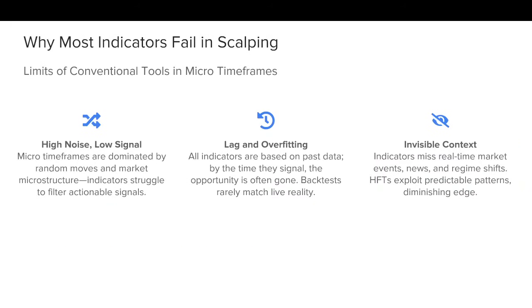What are the limits of conventional tools in micro time frames? That is when we are scalping. Number one, this is high noise and low signal. Micro time frames are dominated by random moves and market microstructure. Indicators struggle to filter actionable signals. Second point, and this is the biggest point, all indicators are based on past data. By the time they signal, the opportunity is often gone. Backtests rarely match live reality.